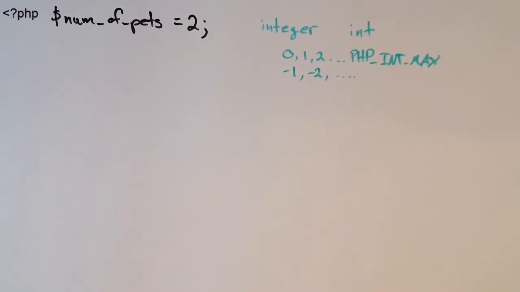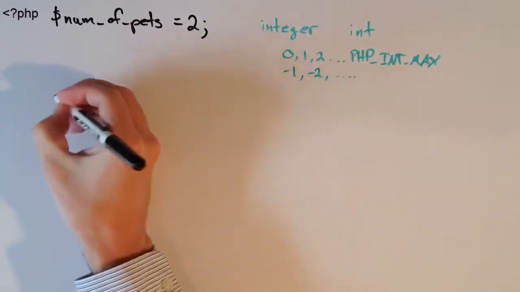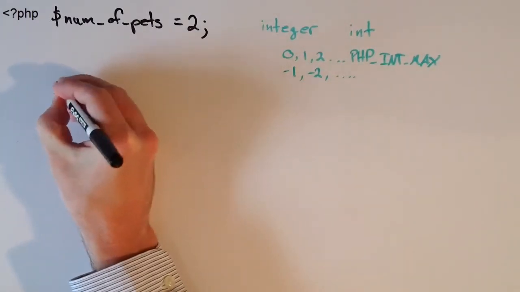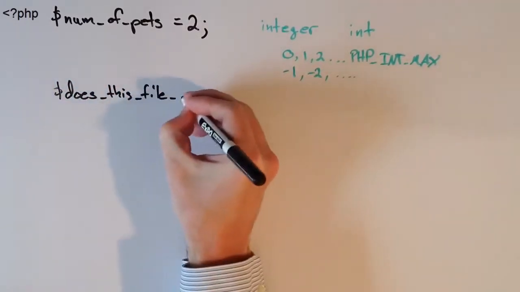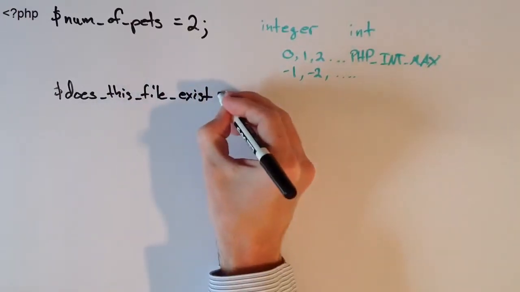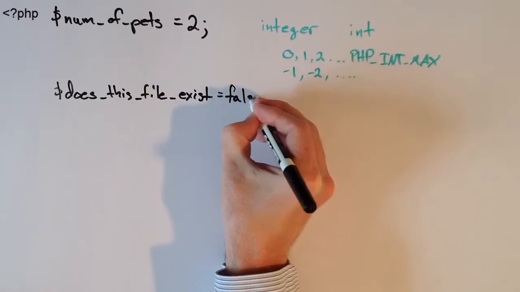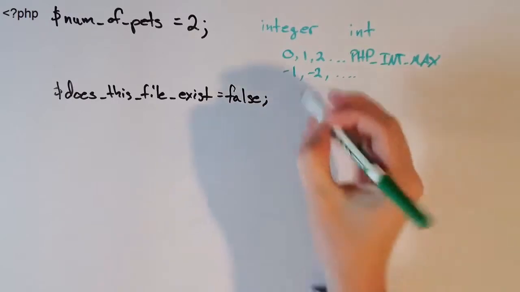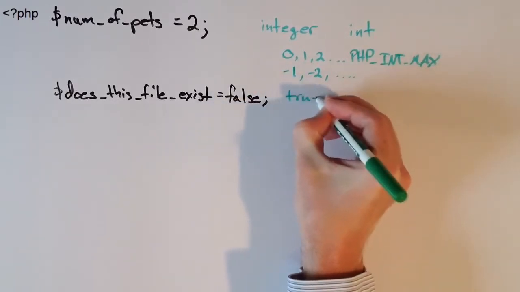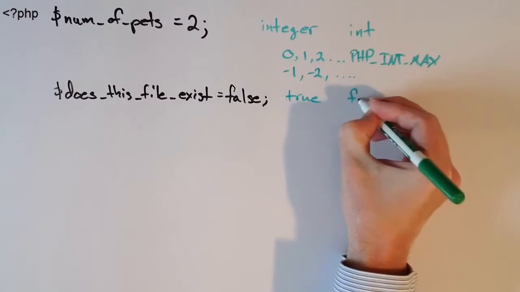Another type of piece of data that you can have in PHP is called a Boolean value. So for example, let's say, does this file exist? And you can set it initially equal to false. The word false, and it could be also in uppercase. Some people write in uppercase as well. That's also valid. So Boolean values, you have 2 possible values. You have true for yes, and then you also have false for no.